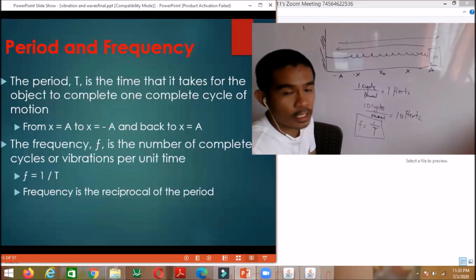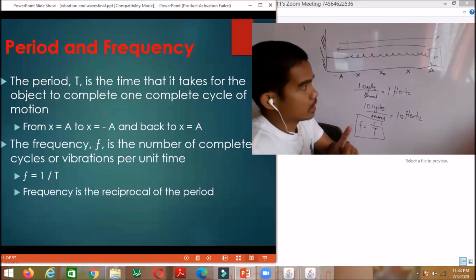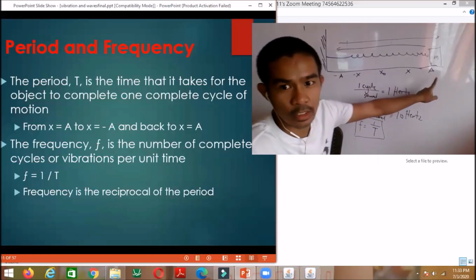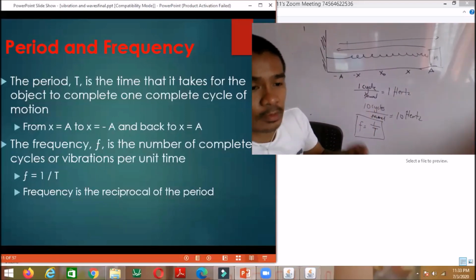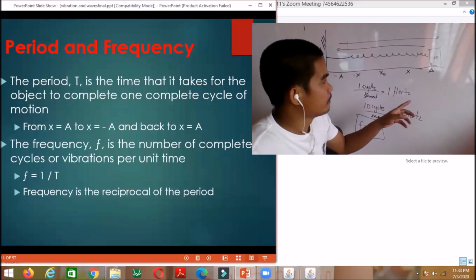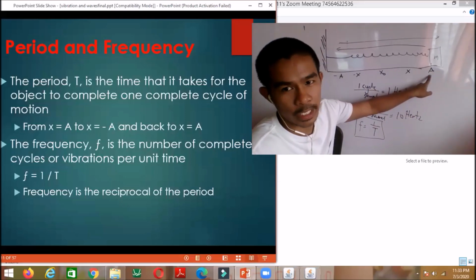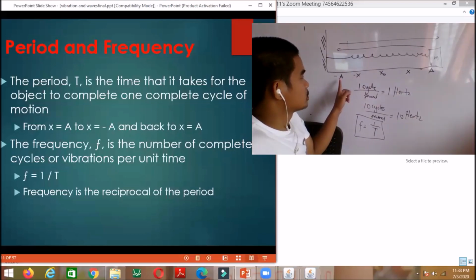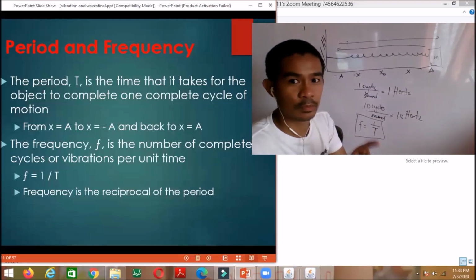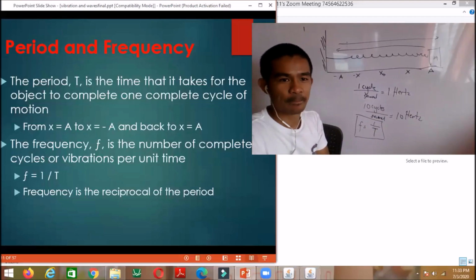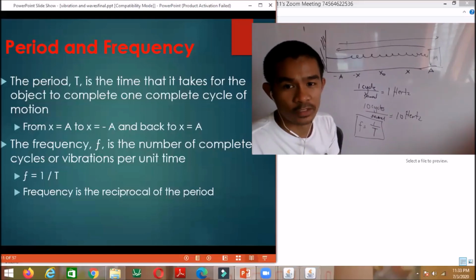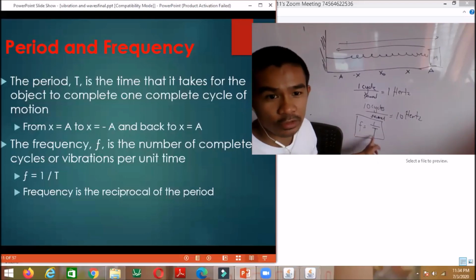Okay, so again, 1 cycle means moving from A to negative A, then back to A. And the time it takes to move 1 cycle is what we call period. So for example, if this block moves from A towards negative A, then back to A in 7 seconds, then the period is 7 seconds. So what's the frequency? That's 1 over 7, since frequency is reciprocal to the period.